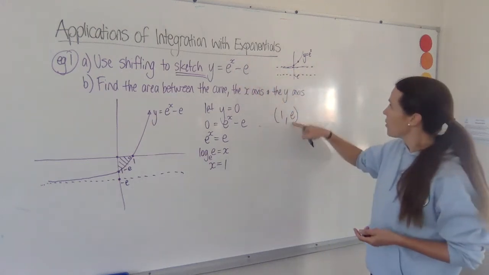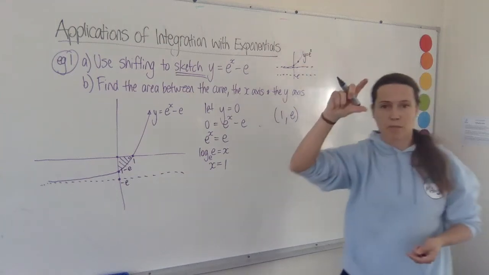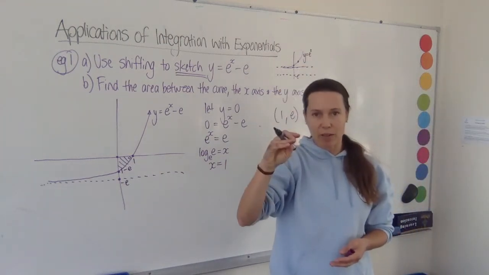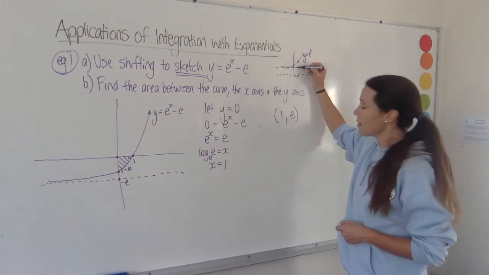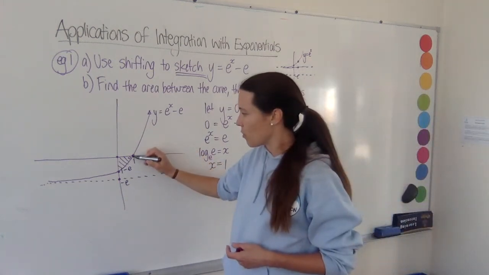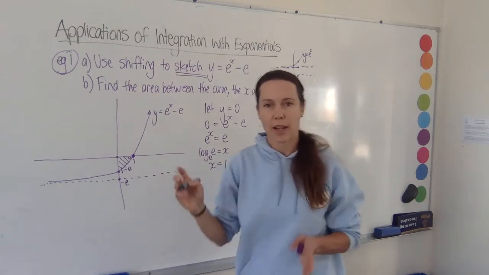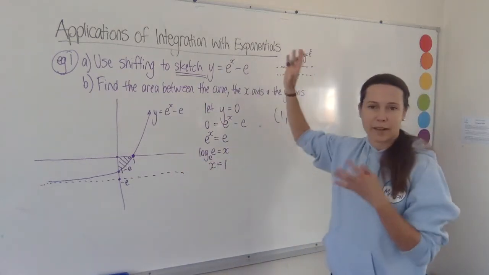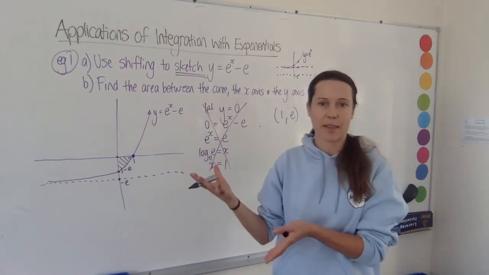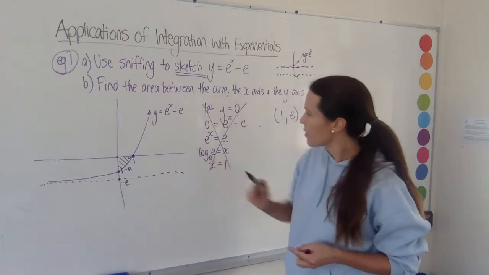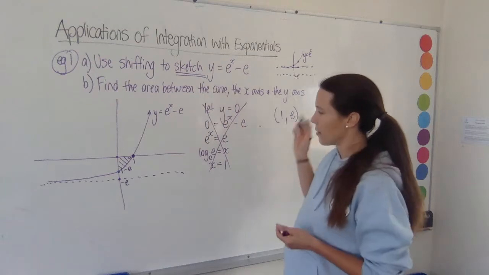So that's a point, (1, e), that I normally put on my graph of y equals e to the power of x. So if this is height e and I've now moved the whole graph down e units, it makes sense that that known point when x equals 1 is now down on the x-axis, which is right here. So there's a chance that you can always take what you already kind of know and figure it out without having to use any of that working there. Now my sketch is done, so I'm ready to find the area now.